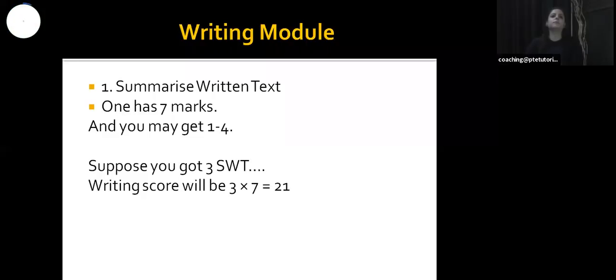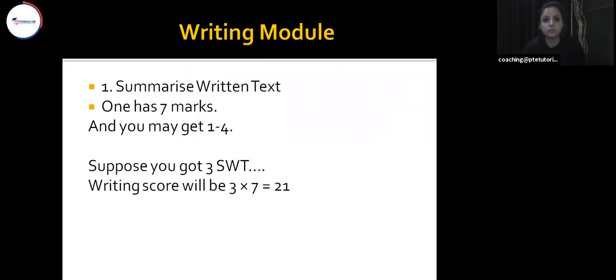Next, writing module. Summarize written text. First of all, in the writing module, one summarized written text has 7 marks. And you may get 1 to 4 summarized written texts in an exam. Recently, one person got only 1 summarized written text, and there were 2 essays. Suppose you got 3 summarized written texts in the exam, writing score will be 21. This is the score I'll be getting for writing.